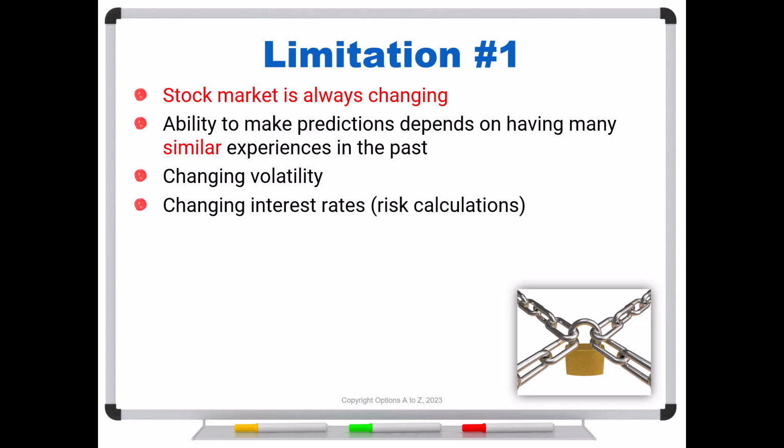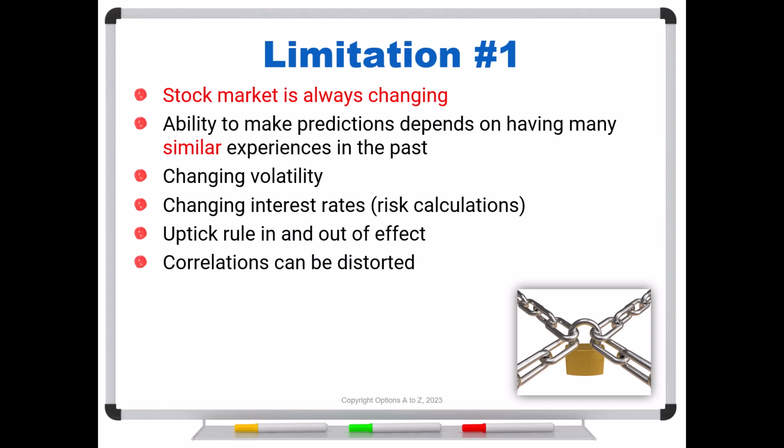We also have changing interest rates, and that's going to change risk calculations. We have lots of little tiny rules, like the uptick rule has been in and out of effect through the years. And so this is just a very small set of the potential problems. But because all of these things are changing, it's going to throw your numbers. And for instance, correlations can be greatly distorted. This is one that I hear a lot of traders talking about. They say, oh, well, I did a regression and my R squared was really high. Well, that doesn't really prove anything.